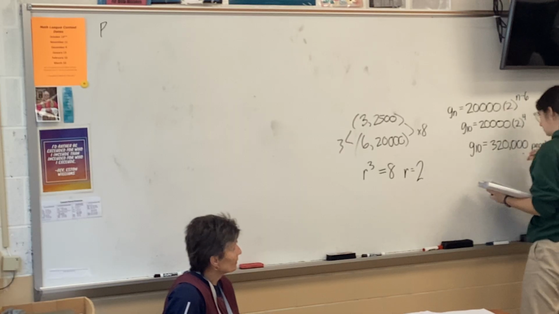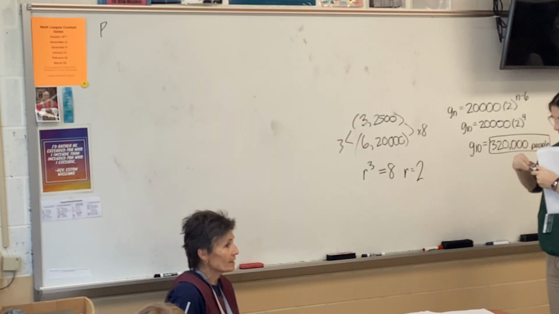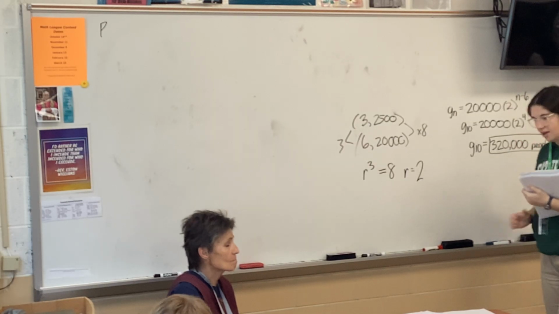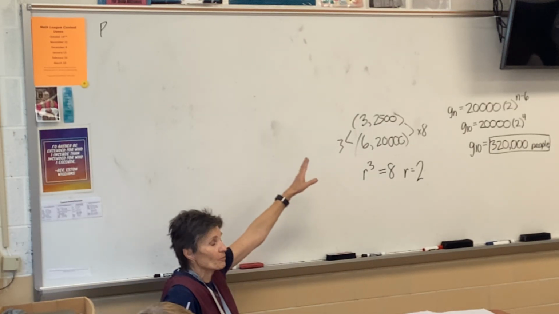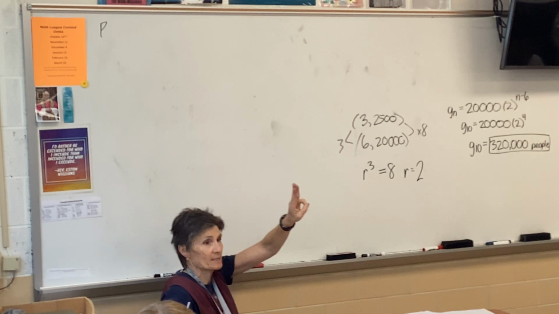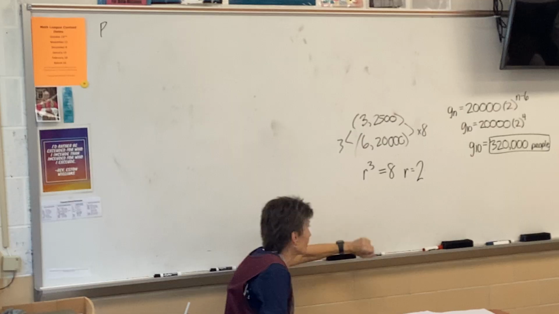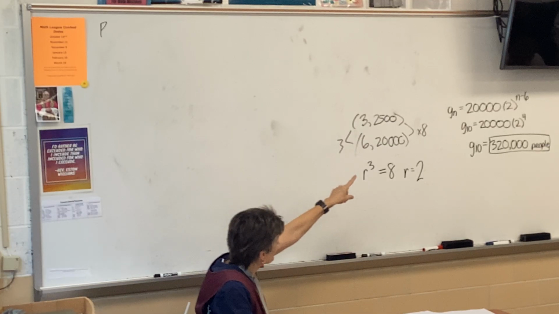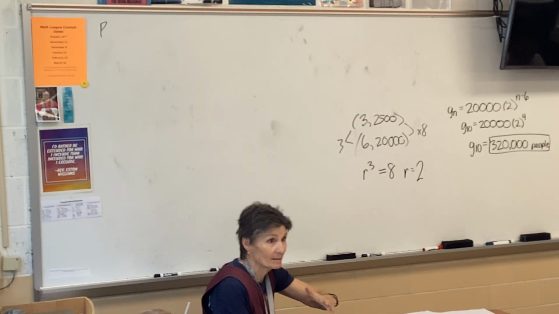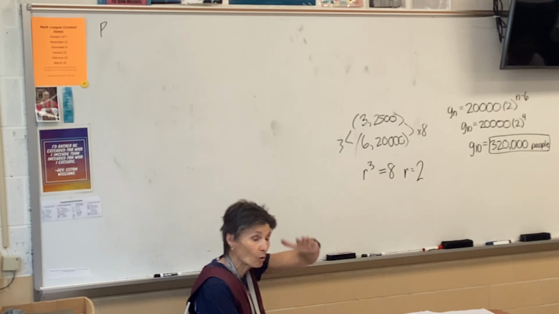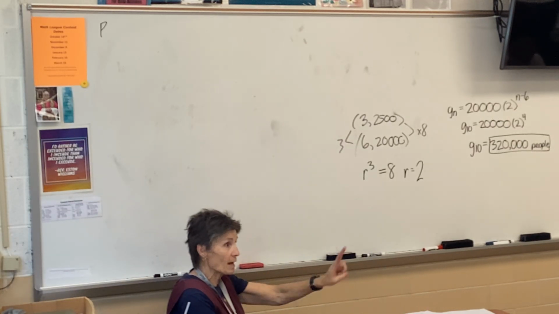She got 320,000. I see some nodding. So she said I have to go from the 3rd to the 6th. That's 3 steps. I need to multiply 3 times. That's r cubed. In getting from 2,500 to 20,000, that is a multiplication of 8. I have to get a total multiplication of 8 done in 3 equal steps. So each step is times 2.